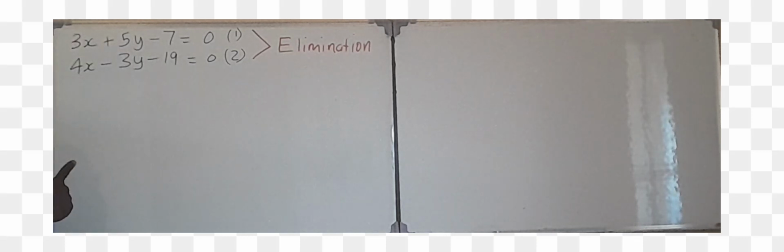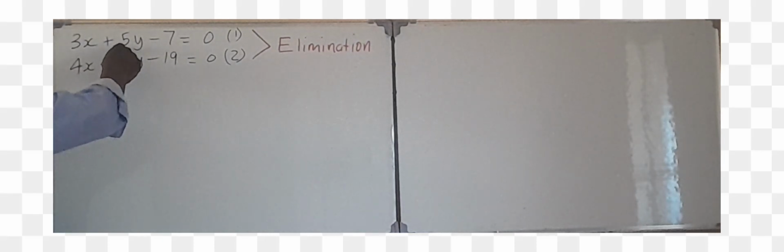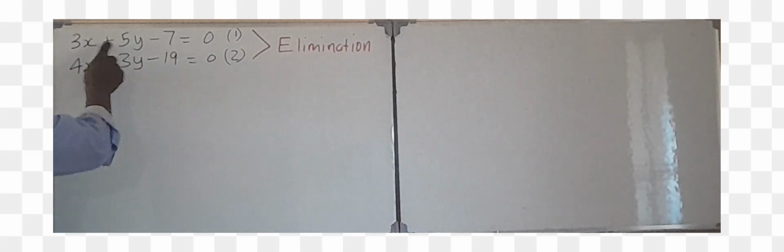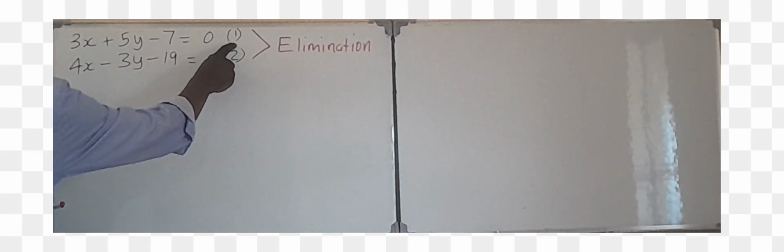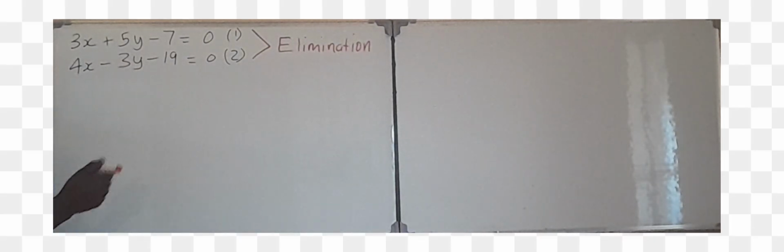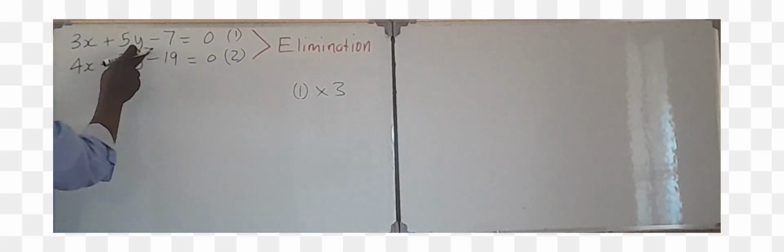Well, it's 15. Now, if it's 15, how many times does 5 go into 15? It goes 3 times. So it means I am going to multiply the whole of equation number 1 by 3. Let me write it here somewhere. So equation number 1, we are going to multiply it by 3 because 5 goes 3 times into 15.